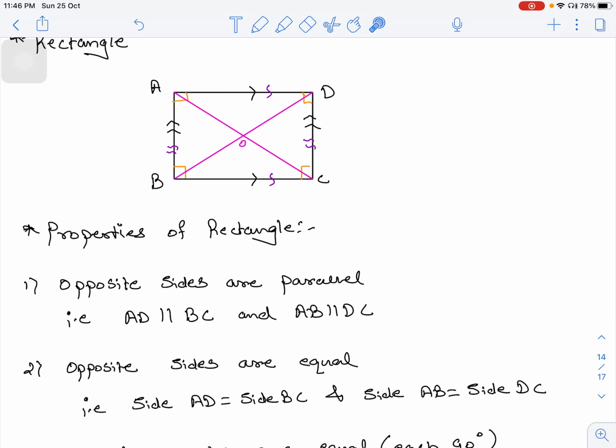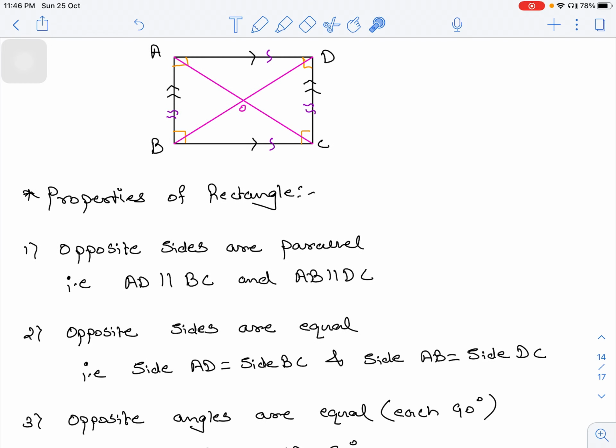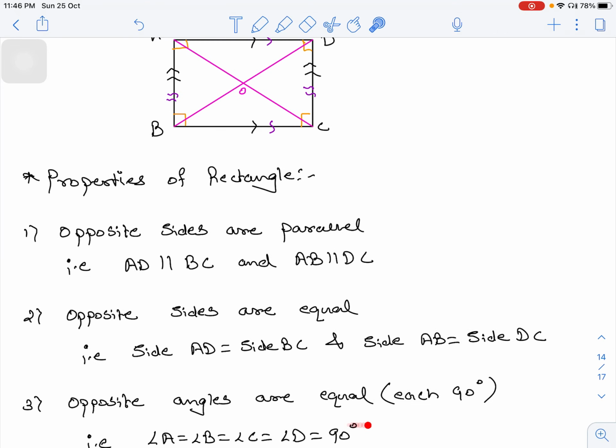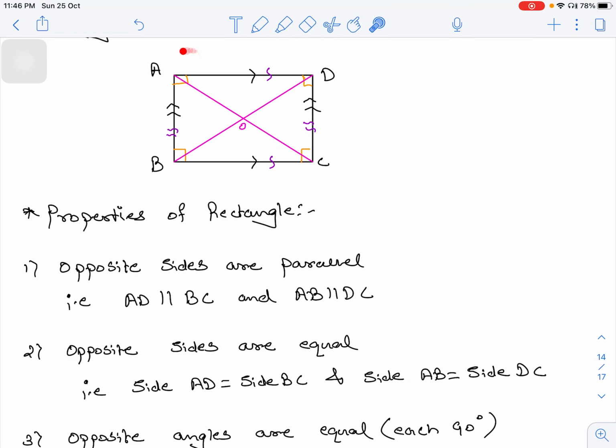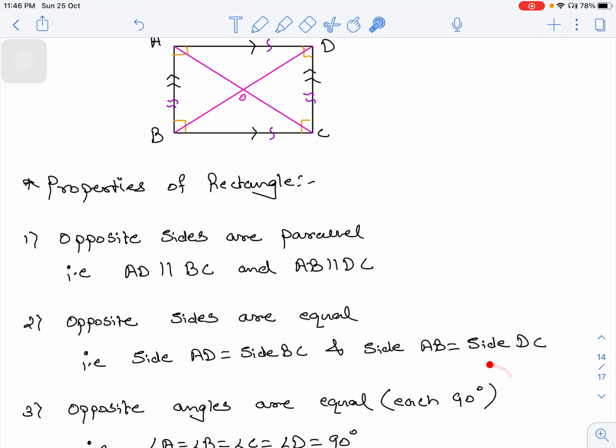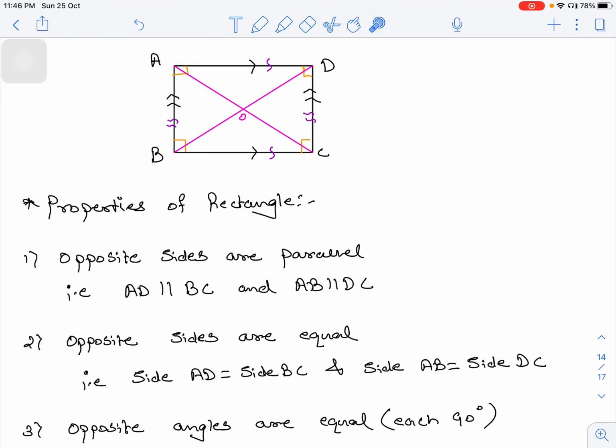Our next property is that opposite angles of a rectangle are equal. This is also a property of a parallelogram. But a special property is that each angle of a rectangle is 90 degrees. How much? It is 90 degrees. This is a special property: opposite angles are equal, but at the same time all angles measure 90 degrees.